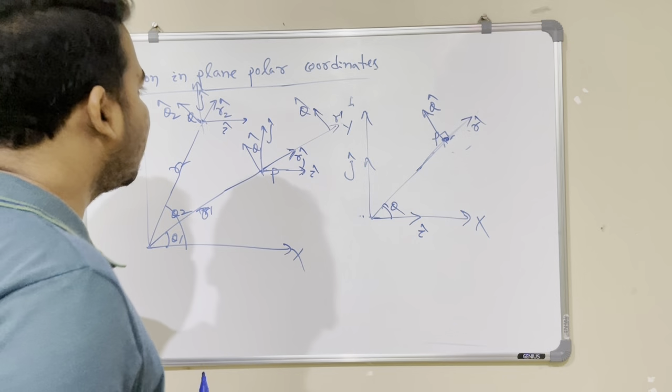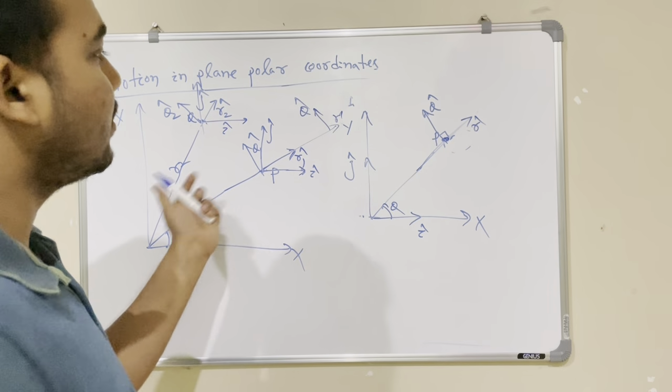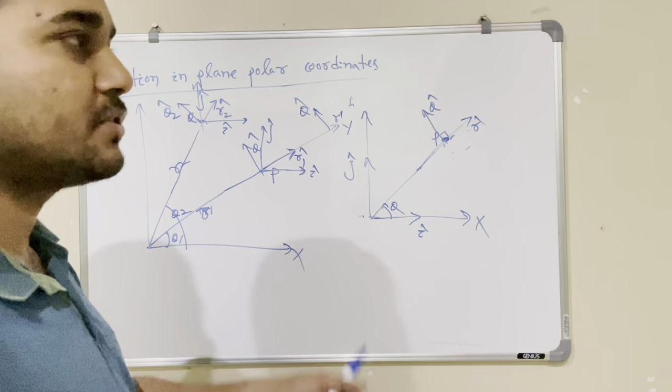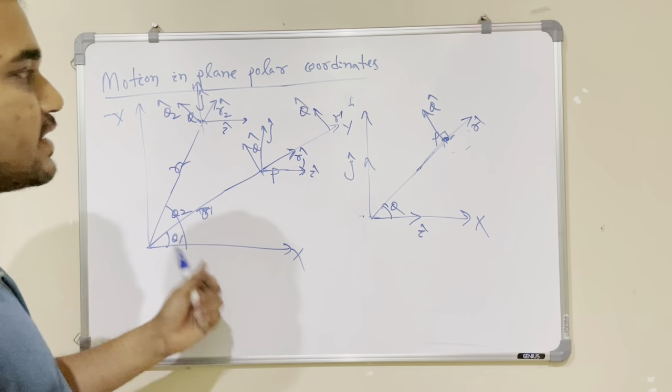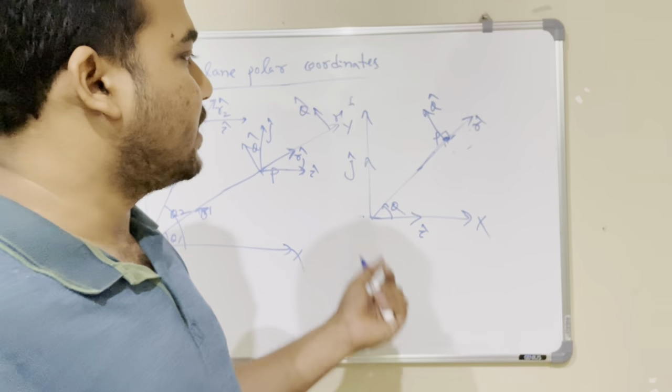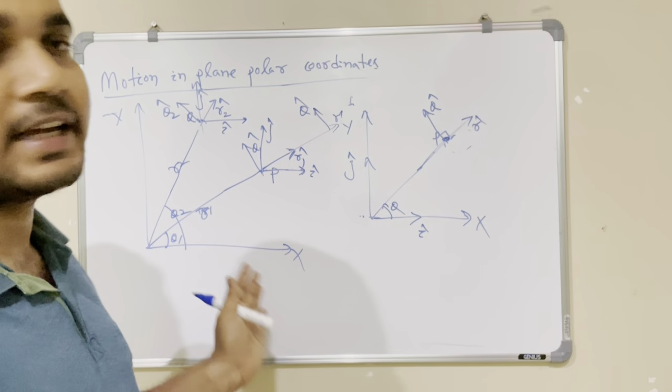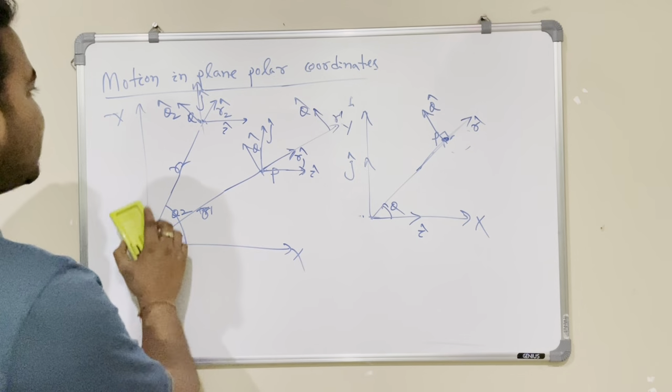Now we'll see the expressions for r cap and theta cap in terms of theta, and the relation between the Cartesian unit vectors i cap, j cap and r cap, theta cap. So we'll do that.